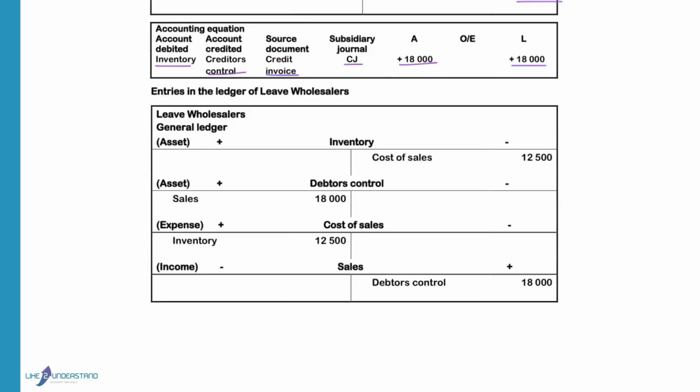In the ledger of Leaf Wholesalers selling the goods, you have to record two double entries. One double entry at sales price and one double entry at cost price. The debtors control will increase the assets on the debit side with the 18,000 that they receive for sales. Sales income will increase on the credit side with the 18,000 income. Cost of sales is an expense that will increase on the debit side with the cost price of the goods, and inventory asset will decrease on the credit side with 12,500.